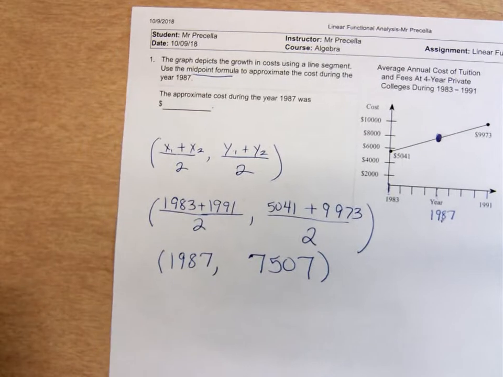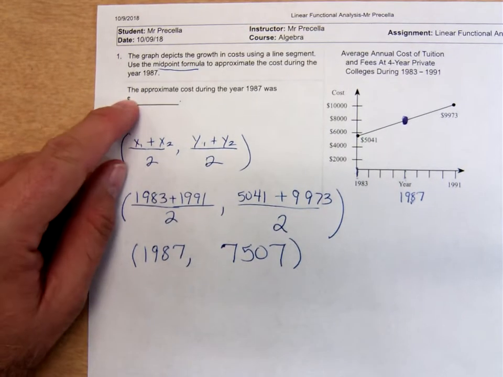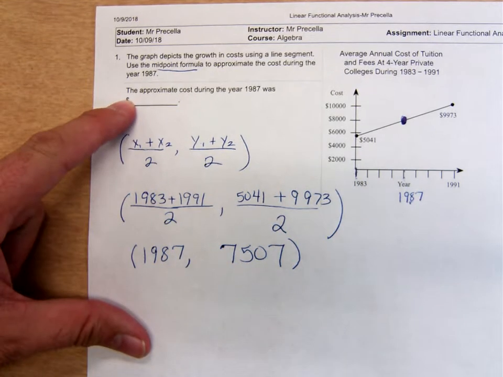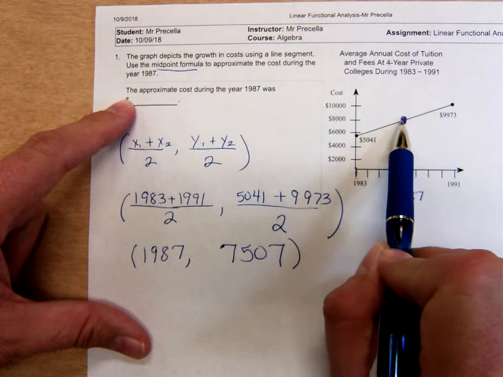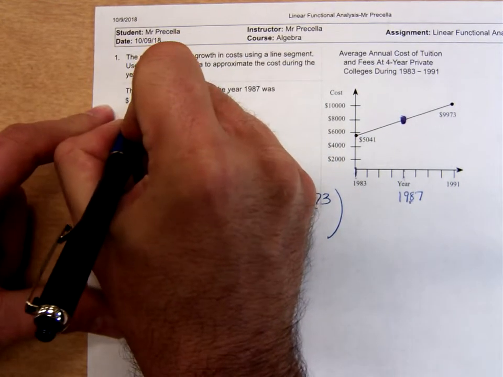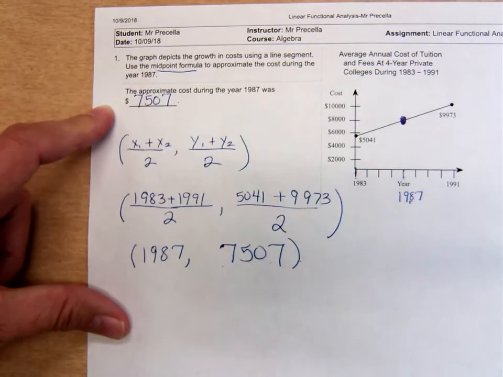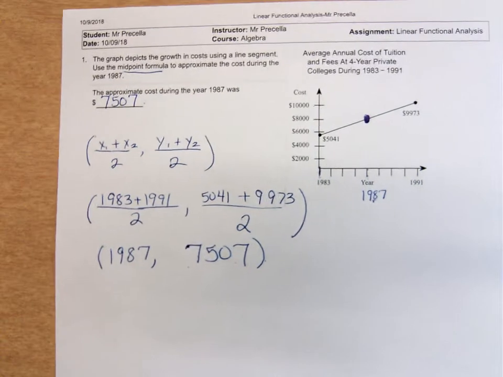So, how did finding the midpoint help us answer this question? Well, the approximate cost during the year 1987 is $7,507. Okay. Any questions there?